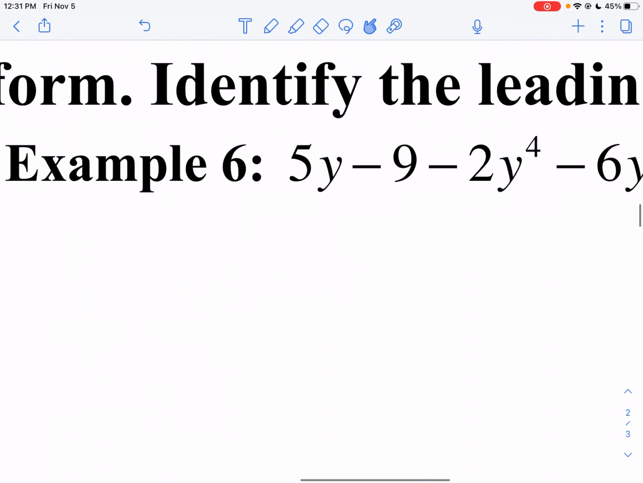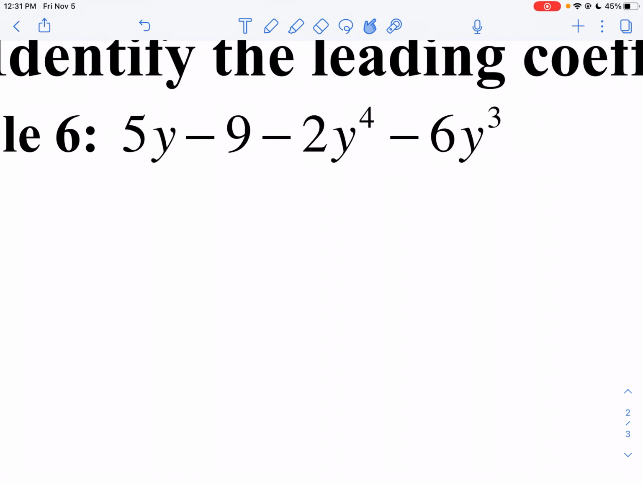Let's take a look at example 6 here. I'm going to start here. I'm going to find the biggest exponent first. My biggest exponent is negative 2y to the 4th. So I'm saying negative 2y to the 4th. Then what comes after to the 4th would be negative 6y to the 3rd. Notice, because that's my next biggest exponent.